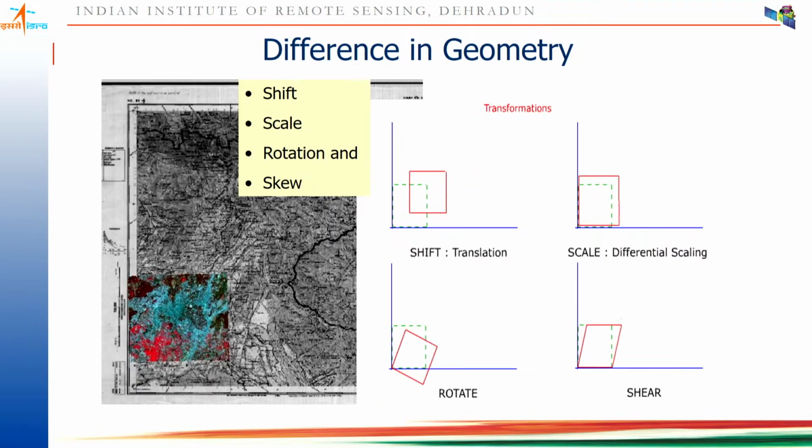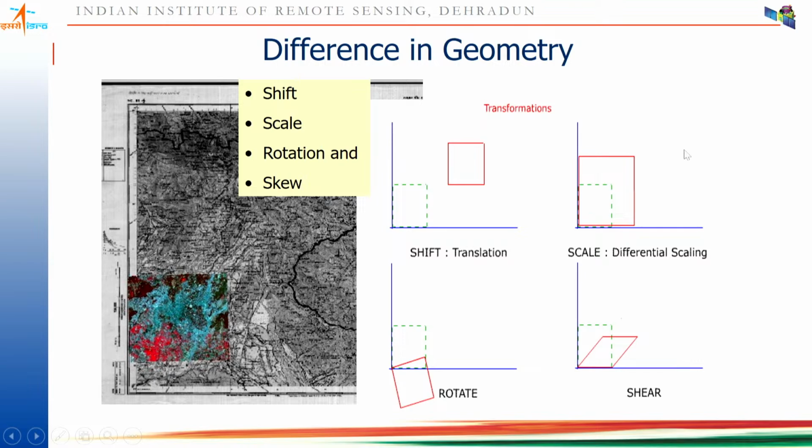So basically, if I want to overlay my image over a topo sheet, even if there is no geometric error, there is a difference between the geometry of the image and the geometry of the topo sheet. The origin of the imagery is in the top left corner. So if I simply match the origin of the image with the origin of the topo sheet, it is not going to match, right? So the image has to be translated, that means shifted to a position where it lies in its appropriate position over the map.